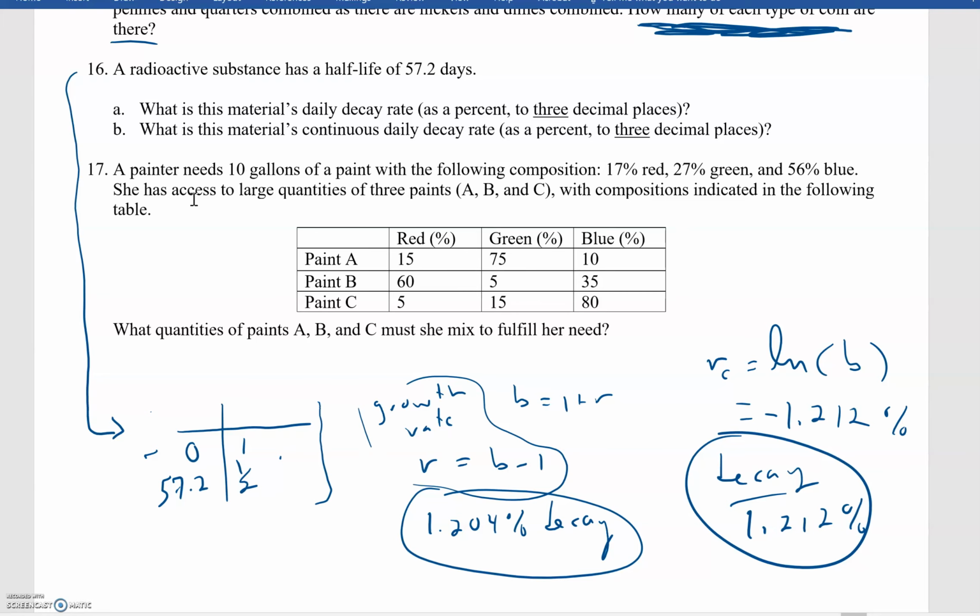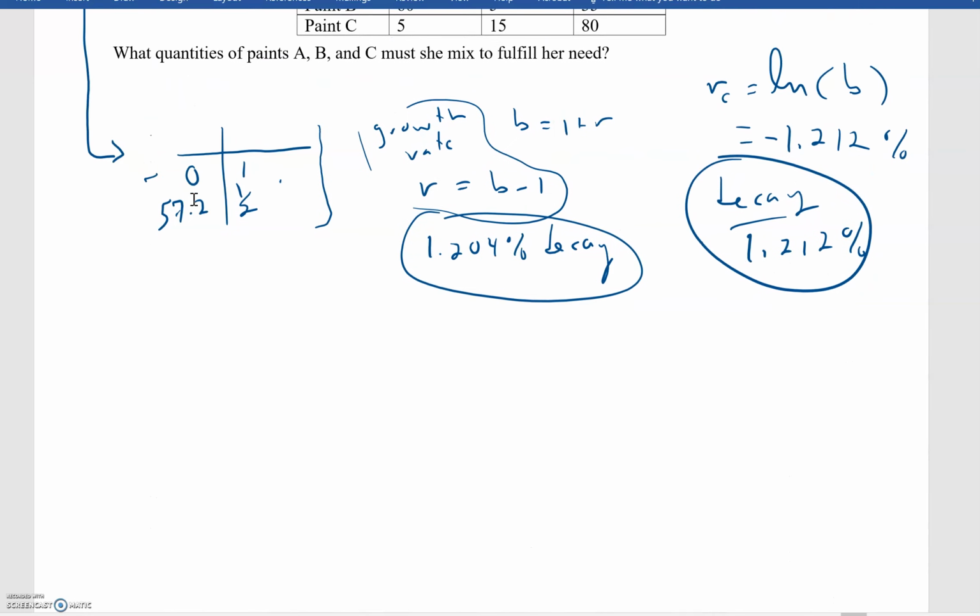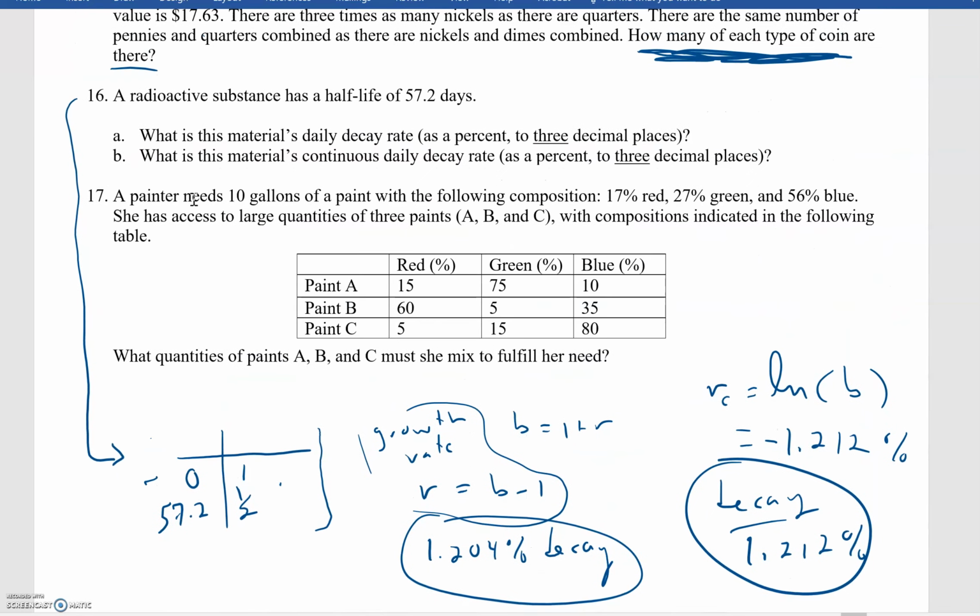All right, so that's number 16. And let's finish this up. Number 17, that's the last problem, I believe, so let's do it. This is one of the mixture problems about paint. A painter needs 10 gallons of a paint with the following composition: 17% red, 27% green, and 56% blue. She has access to large quantities of 3 paints A, B, and C with the compositions given in the following table. What quantities of paints A, B, and C must she mix to fulfill her need?